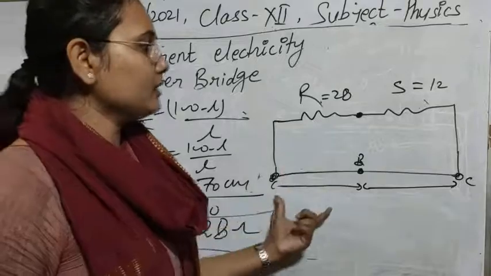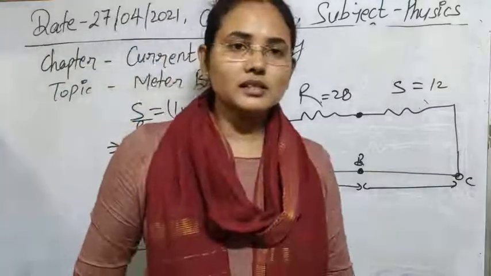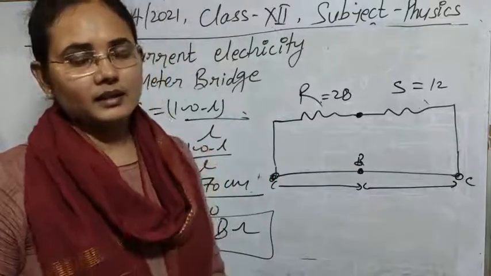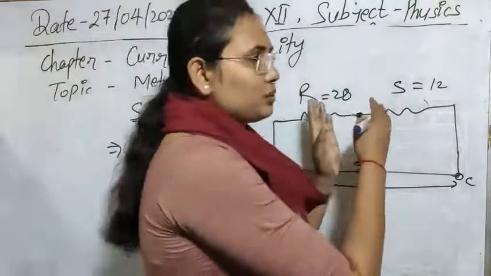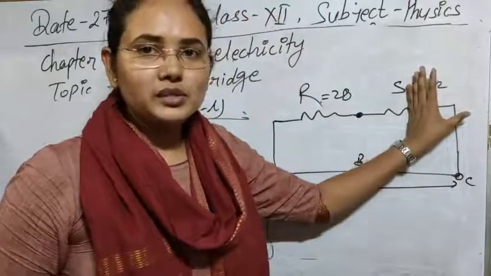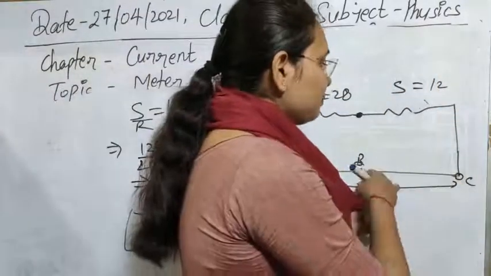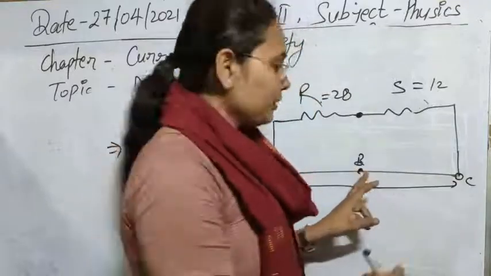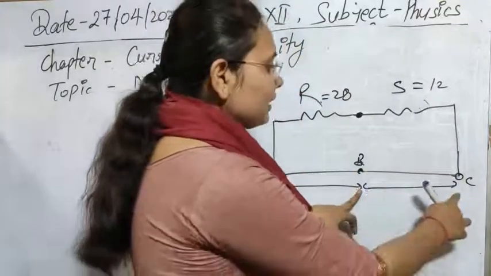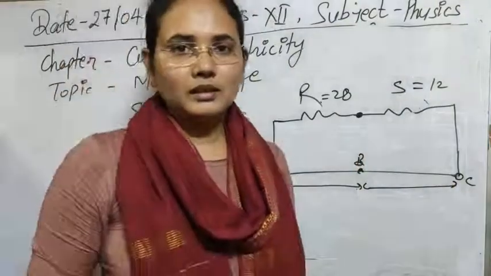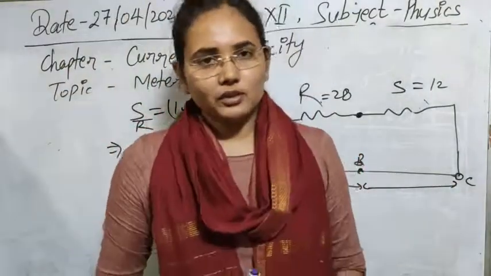If you interchange, the balance point will also interchange here. So the length will now be 70 centimeter. Clear? The reason, obviously, I just told you: if you use R here and S here, interchanging position, then you will calculate the length from this side, and from this side we were obtaining the length 70 centimeter. Obviously this will be the position of the null point here. So I think the numerical for this is clear.